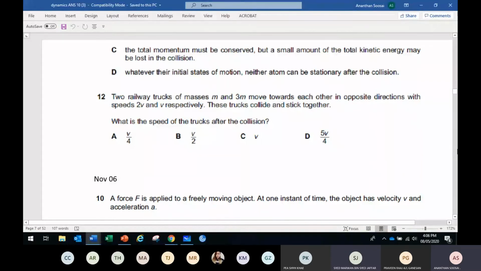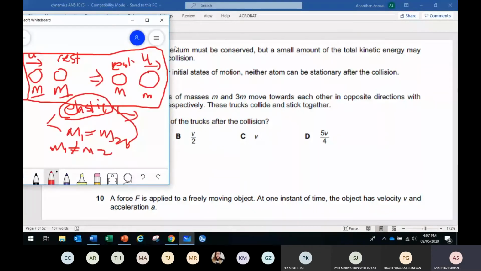Two railway trucks of masses M and 3M move towards each other. Okay, so I'm receiving the answers. So A. If you say A, the others can also refer from WhatsApp. Is it A? The others give a try. Is it going to be A? So you draw the movement of the object.